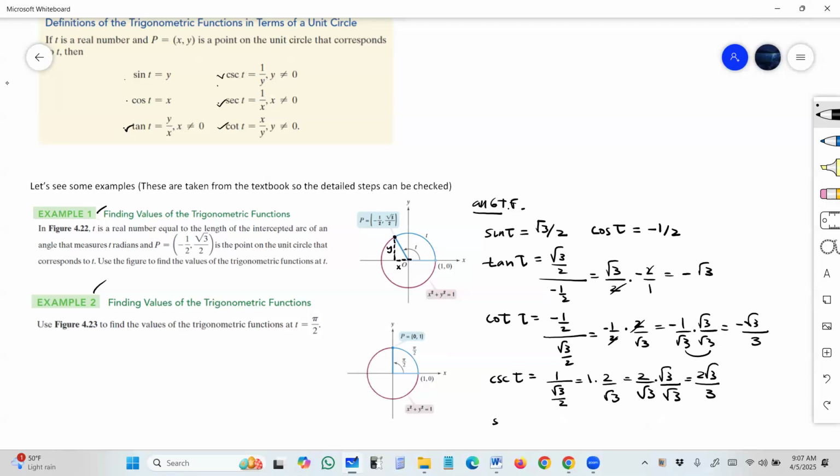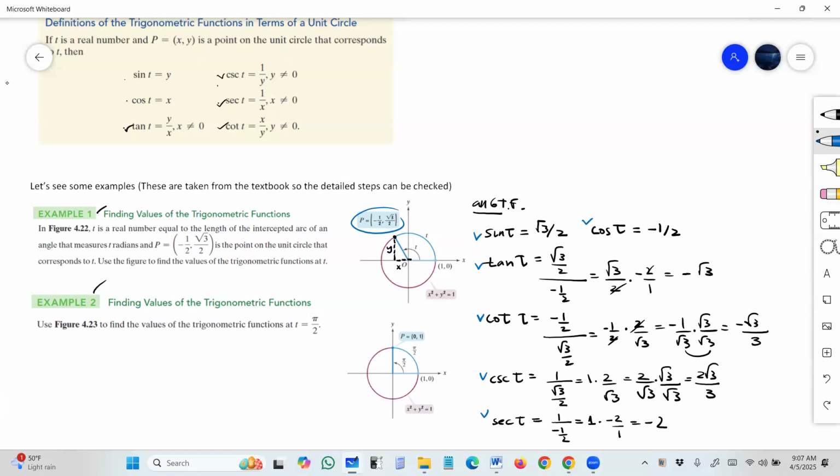And the last one would be secant of t. Now, secant of t, as you can see up there, is 1 over x. So 1 over x. And our x is -1/2. So again, multiply by the reciprocal. So I have 1 times negative 2 over 1. So this is negative 2. So knowing this point, knowing the original point, we were able to find all 6 trigonometric functions.